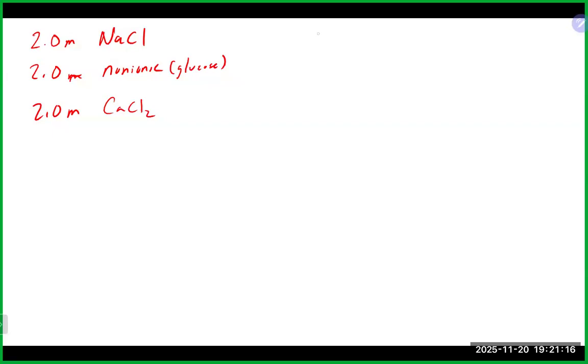And if we were going to do this with our Kf of 1.86 for water, if we did it for our non-ionic one, like we did previously, our change in freezing point temperature would technically have an i of 1 for the non-ionic, even though we don't need to put it.